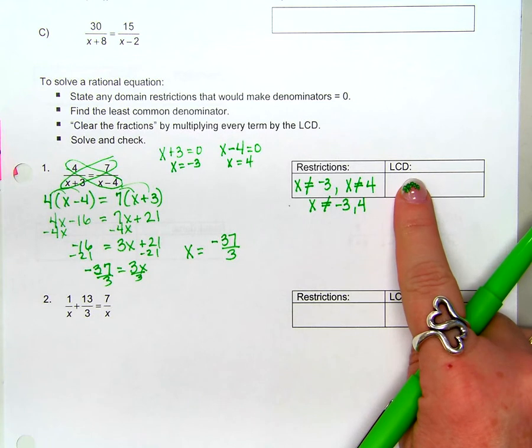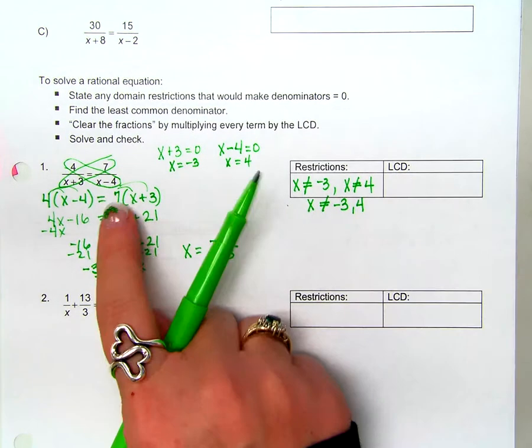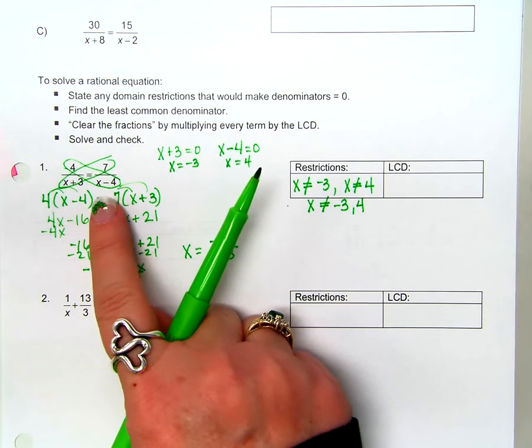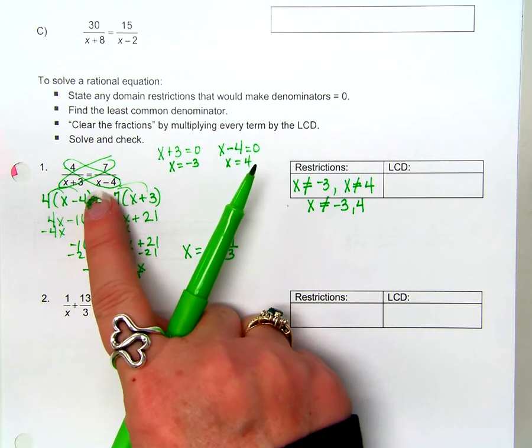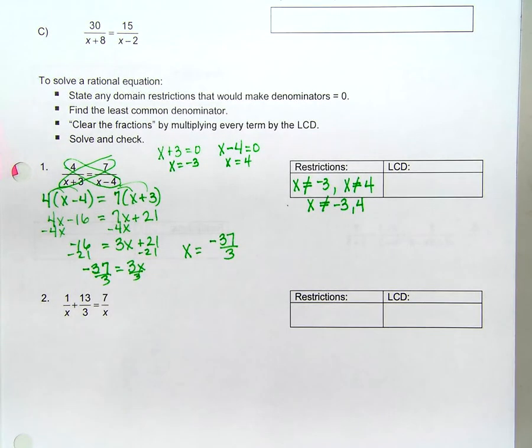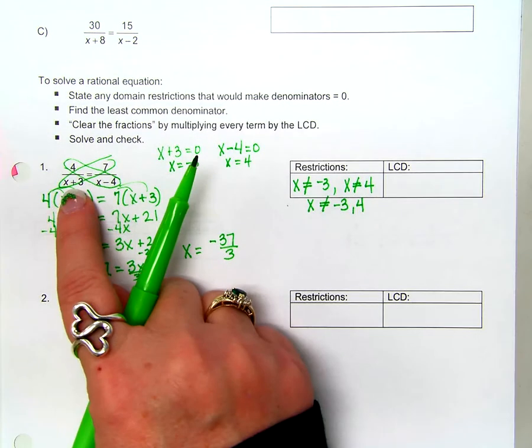LCD, what does that mean? Least common denominator. We didn't really deal with the denominator in here because we cross-multiplied. But if we were dealing with the least common denominator, can you tell me what it would be in this case?